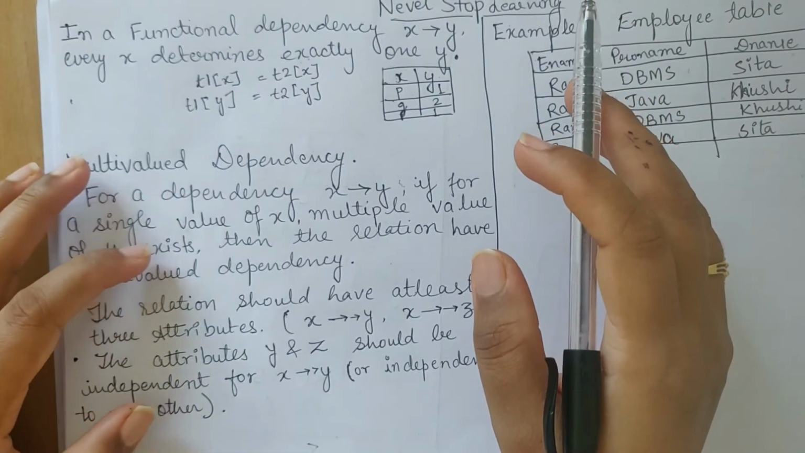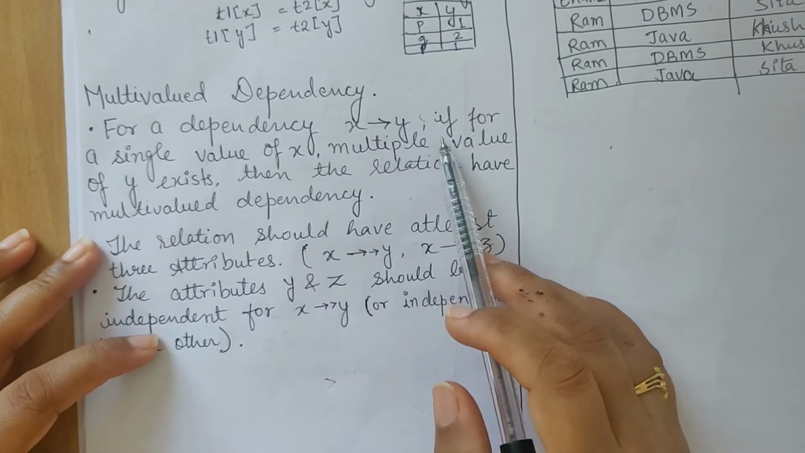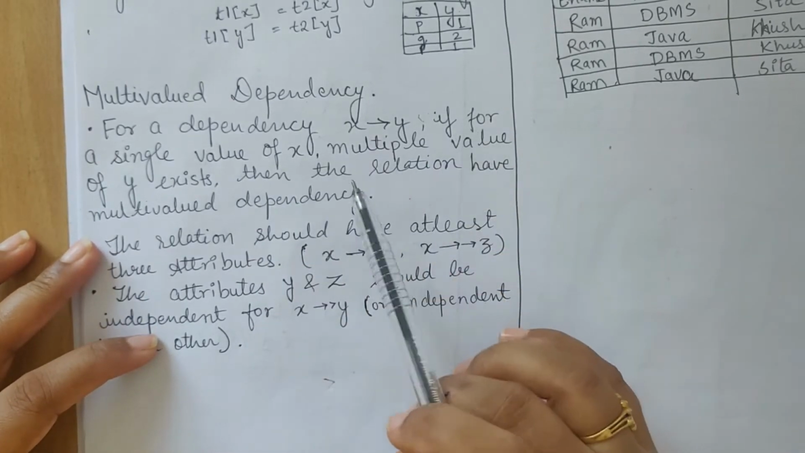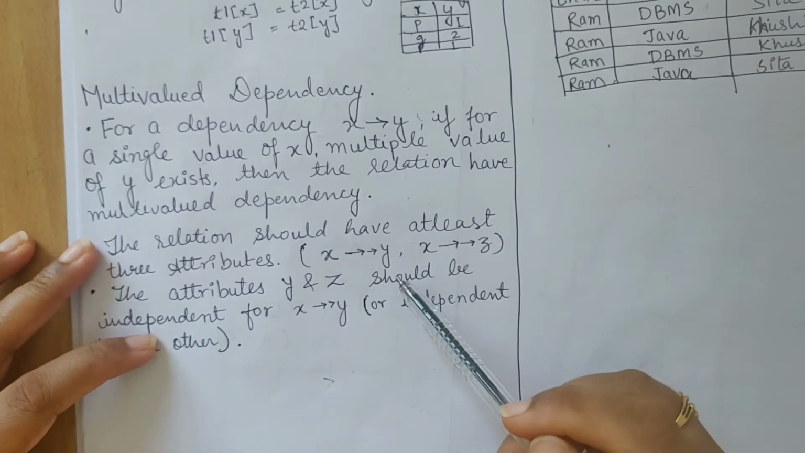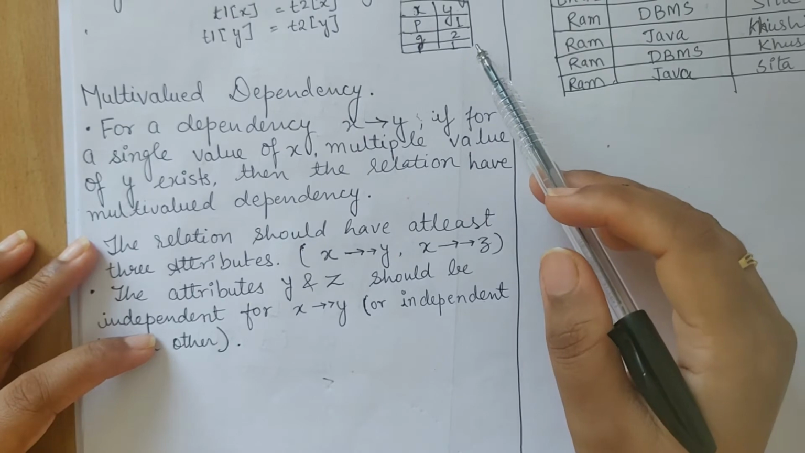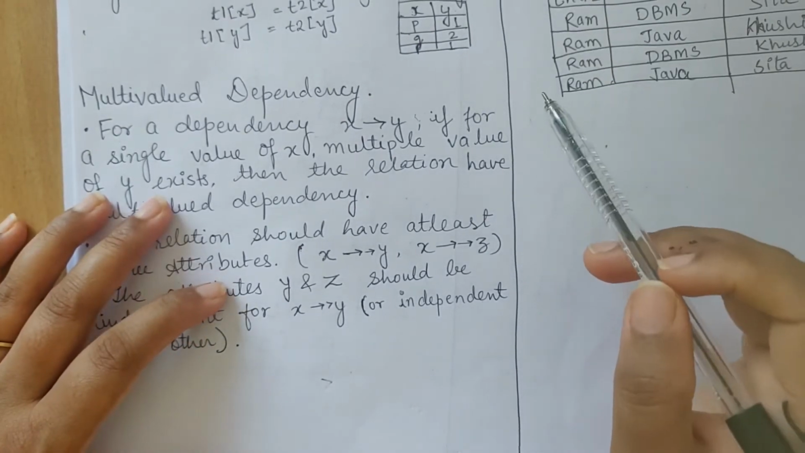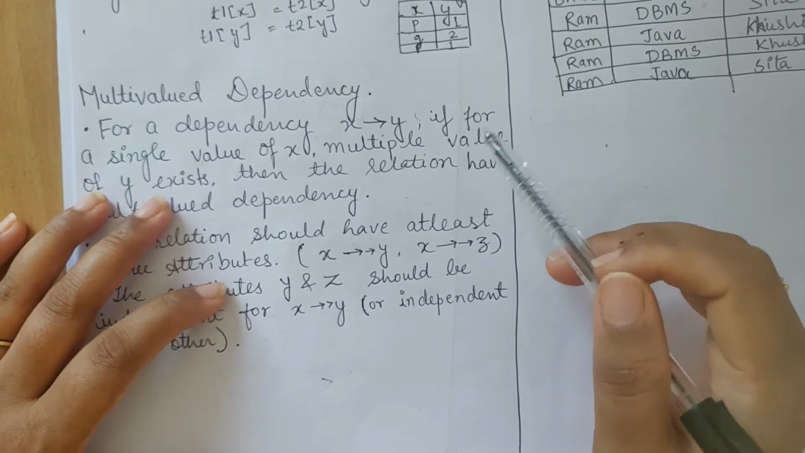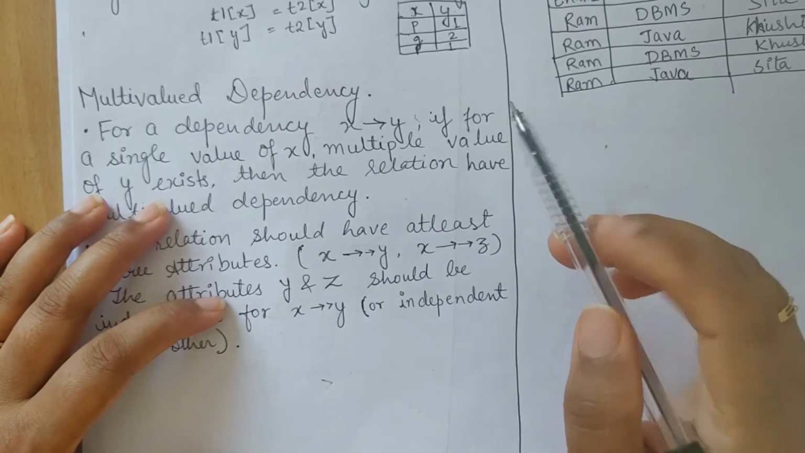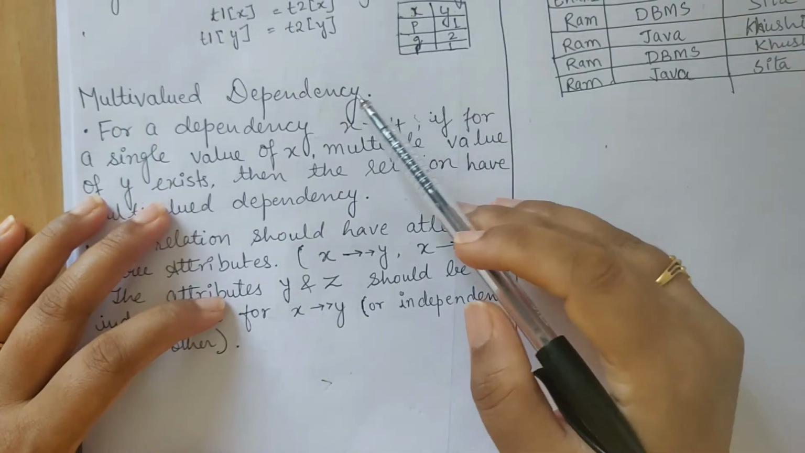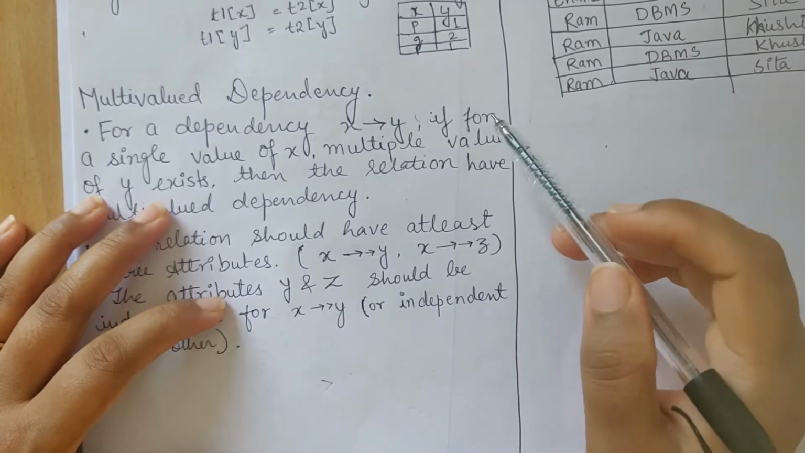But here comes a case. Now, what is the case? For a dependency X determines Y, what if for a single value of X, multiple values of Y exist? Up till now, we were dealing with a single value of Y. Now what if multiple values of Y exist? This type of dependency is known as multi-valued dependency, when for a single value of X, multiple values of Y are present.